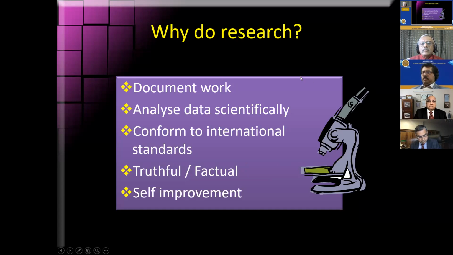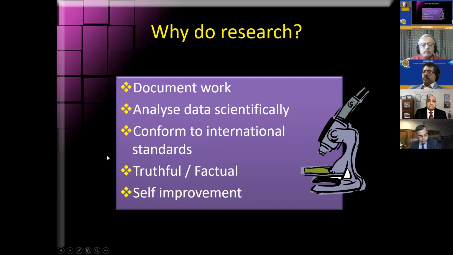And again, why else should you do research? Not just to know about evidence-based surgery, but you learn the discipline of documenting your work. You learn the nuances of analyzing the data in a scientific manner. Above all, you conform to international standards. Whenever you go and meet people from elsewhere in the world, the first thing they ask you is, are you published? Have you put papers and got publication in peer-reviewed journals? And if you say yes, your stock goes up then and there.